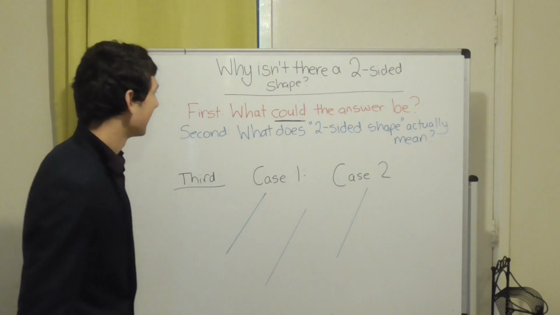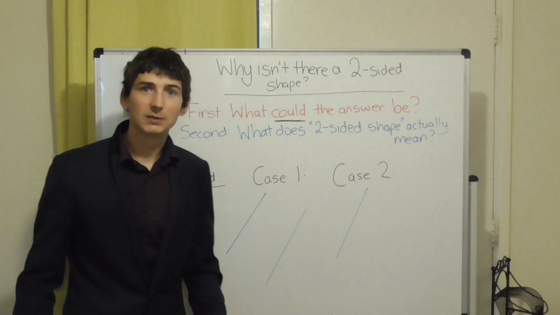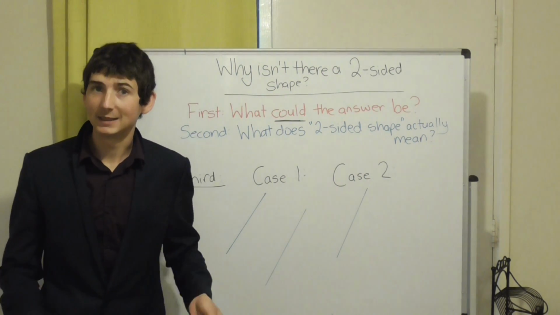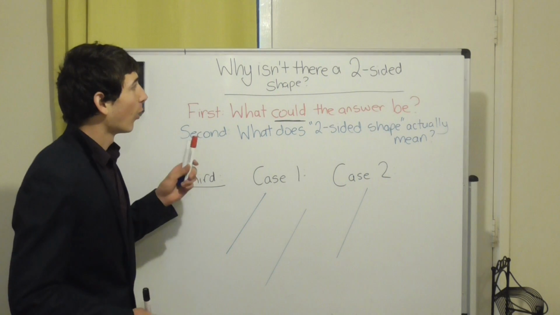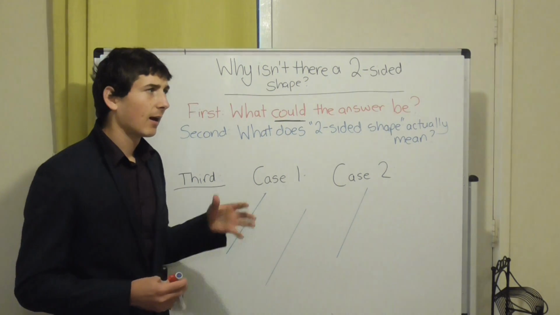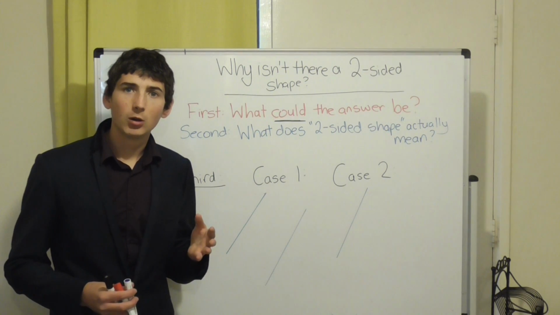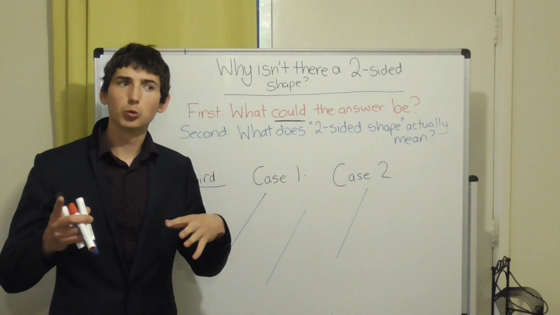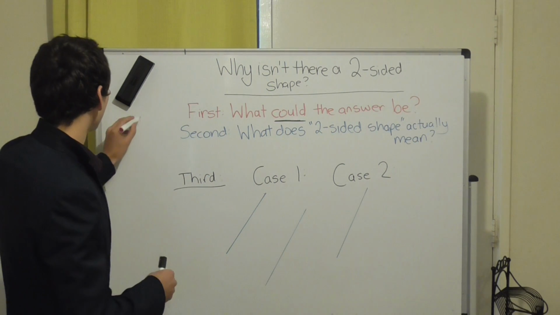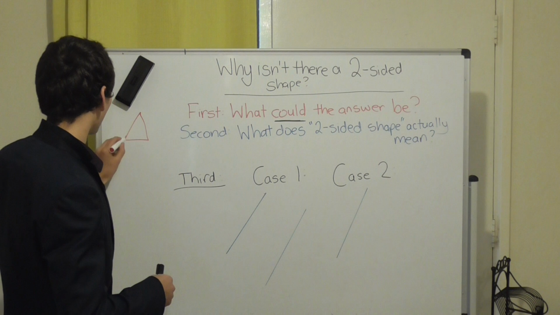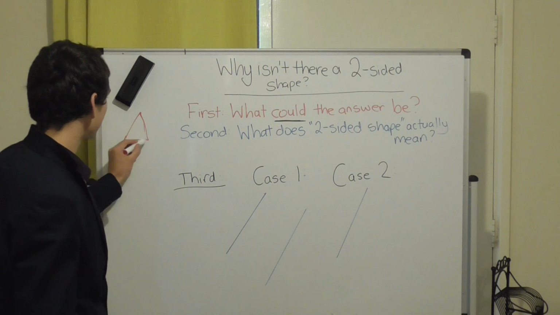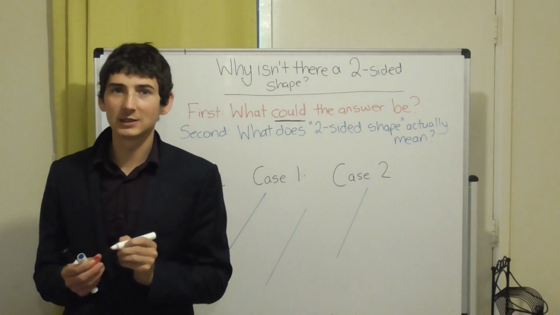So straight away, if we're looking at what could the answer be, we need to know exactly what a two-sided shape means. Obviously, if you're talking about a shape, you might think, well, it's got to be connected. It's got to be something like this. A triangle, it was a bit of a wonky triangle, but a triangle starts at a point, goes down across and finishes back where it started.